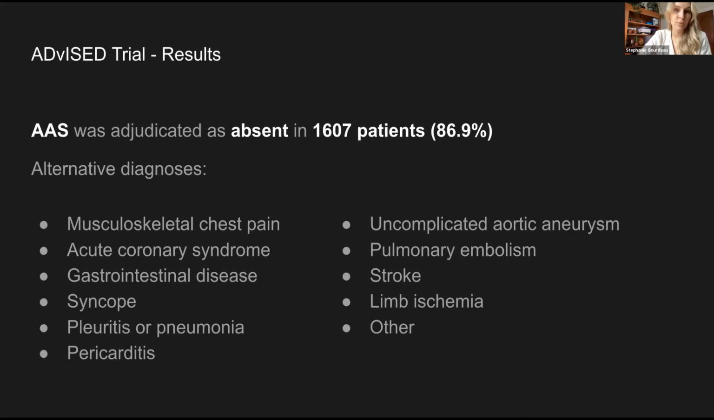Acute aortic syndrome was deemed absent in 1,607 patients, which represents 86.9% of all the patients included in the study. Alternative diagnoses, in order of prevalence, included MSK chest pain, acute coronary syndrome, gastrointestinal disease, syncope, pleuritis, pneumonia, pericarditis, and more.